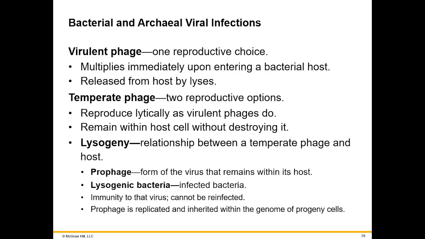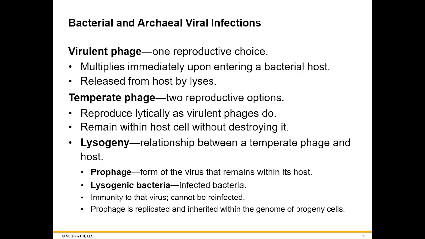So sometimes not all viruses cause an immediate death to the host. So we have a virulent phage, which are viruses that always kill their host. They have only one reproductive choice, and that is to invade, multiply, and kill the host. So they multiply immediately upon entering the bacterial host, and it bursts the host by lysis.